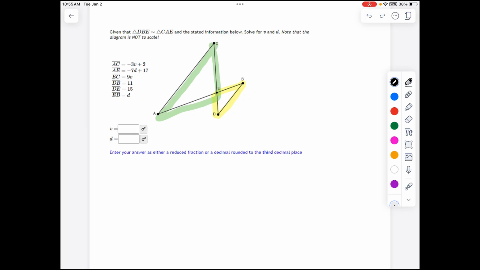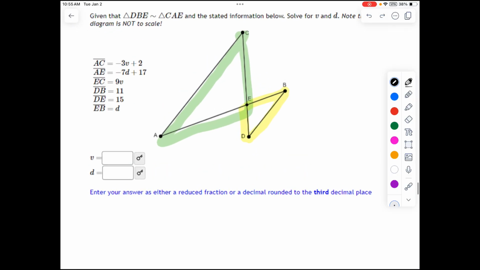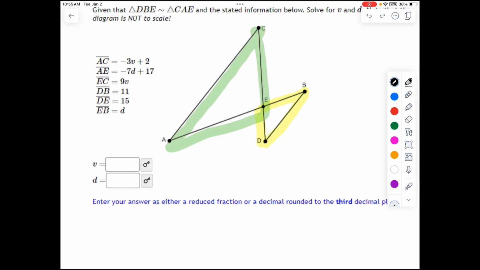So whenever you're doing anything with similar triangles, your first goal is to identify where the triangles are, right? Here we were told which triangles are similar to each other. We have the green, we have the yellow, so make sure you keep that in mind. That's always your first goal, to figure out where the similar triangles are, which one's the big one, which one's the little one. Okay, so let's just fill in the information.